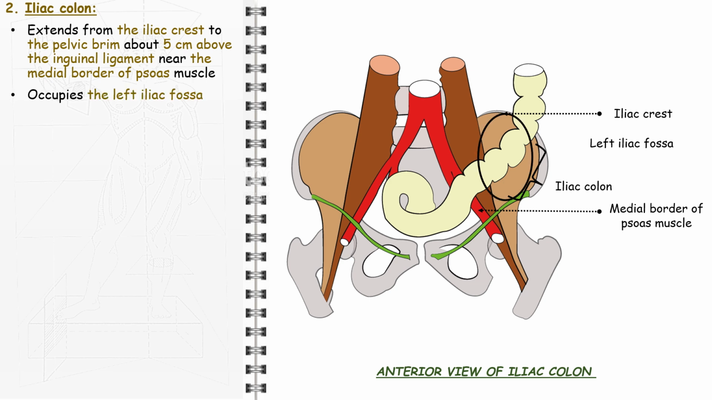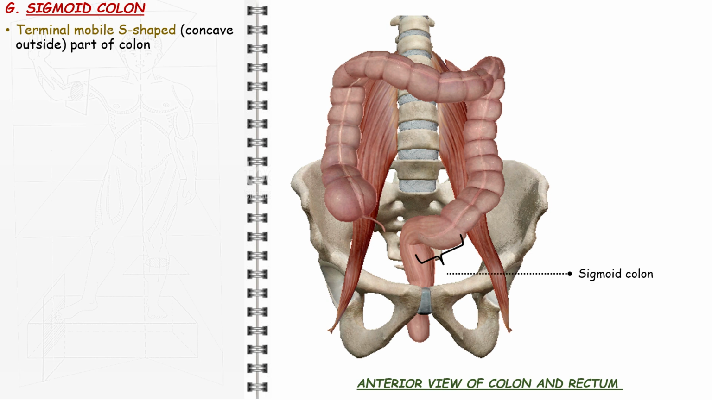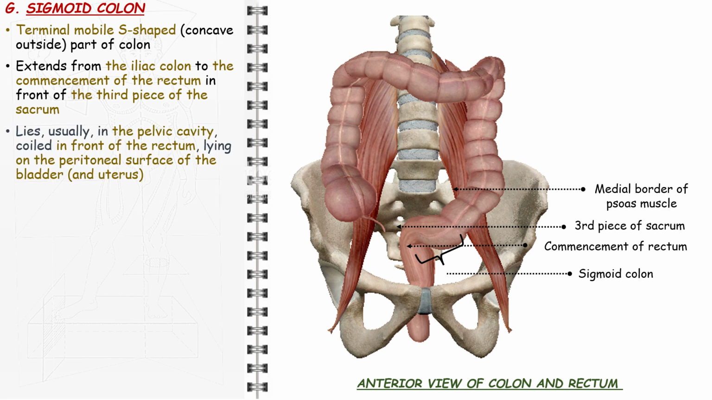The iliac colon is concave inside and is fixed by left Toldt's fascia. The sigmoid colon is the terminal mobile S-shaped part of the colon, concave outside. It extends from the iliac colon to the commencement of the rectum in front of the third piece of the sacrum. It lies, usually, in the pelvic cavity, coiled in front of the rectum, lying on the peritoneal surface of the bladder in men and the uterus in women.